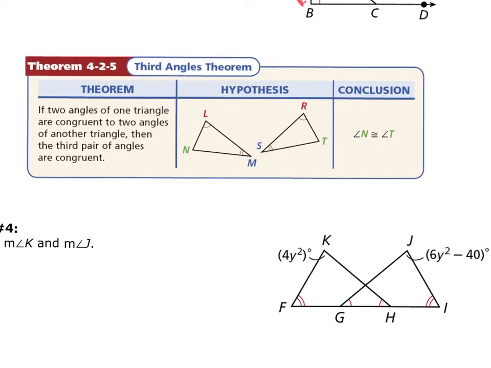The last theorem you need to learn is called the third angles theorem, and it says that if two angles of one triangle are congruent to two angles of another triangle, then the third pair of angles are congruent. So what it's saying is that if the first two sets of angles are congruent, then the third set of angles would also be congruent.